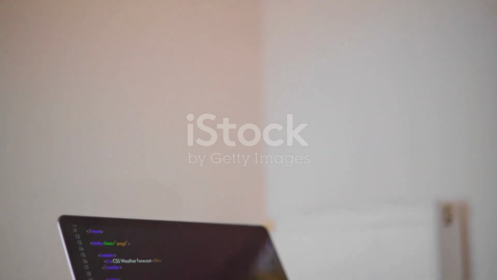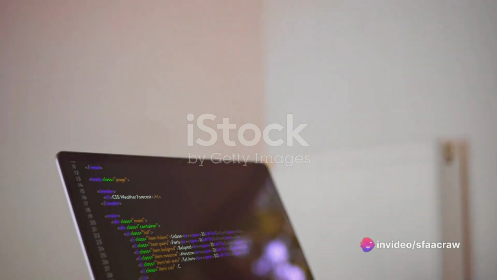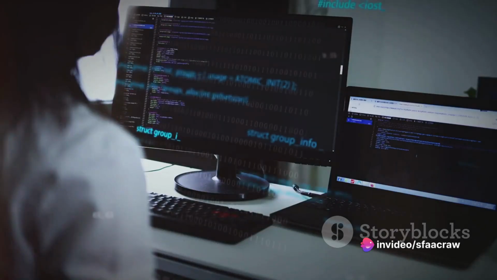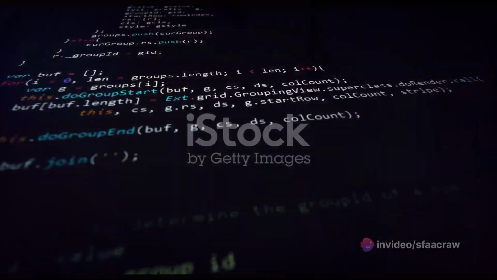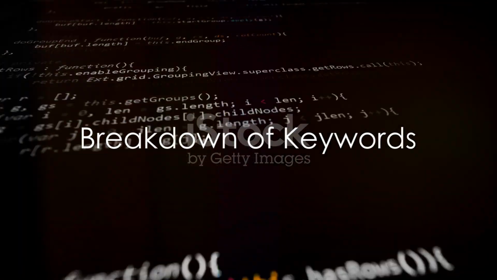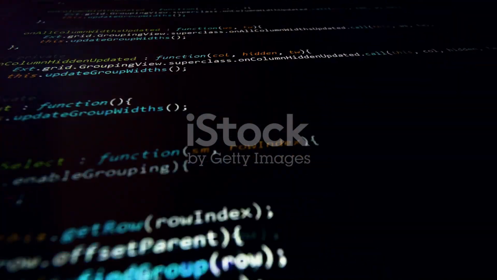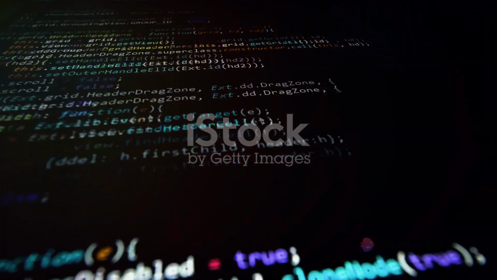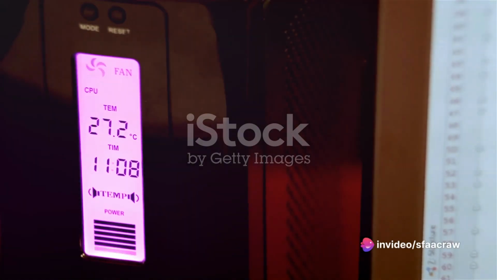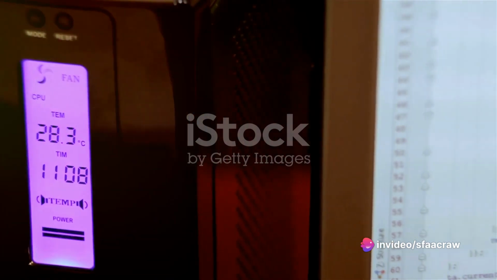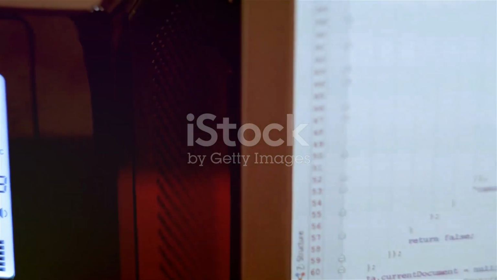So if you're looking to speak the language of computers, it's time to get familiar with these keywords. Let's dive into some commonly used keywords across different languages. Programming languages have different categories of keywords, each serving a unique purpose. Let's break them down. First up, we have variables and data types. These include int, float, double, char, and bool. These are used for declaring variables and specifying what kind of data they hold.